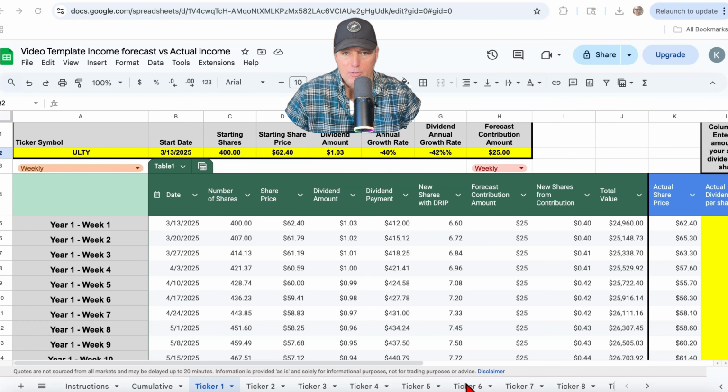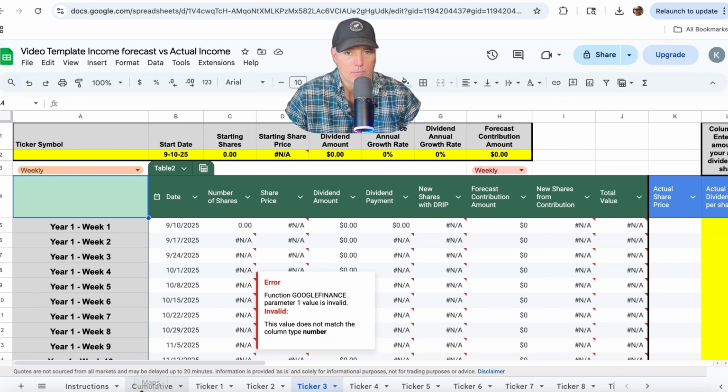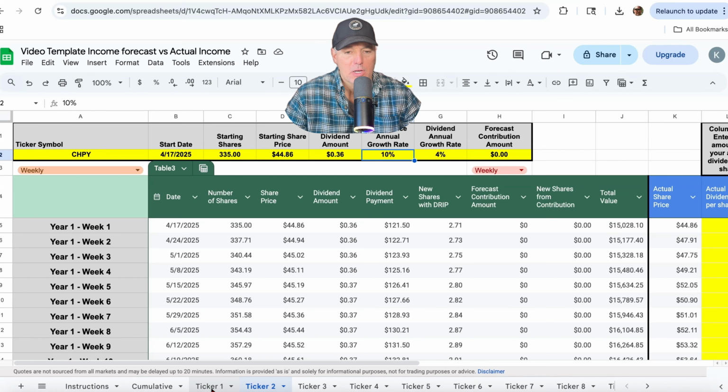Down here at the bottom, there are 20 tabs. You can fill in up to 20 ticker symbols. You don't have to do anything. As you can look over here on number 3, you can just leave it blank and it won't fill anything in. It won't affect your cumulative. We're just using 1 and 2 for now. You don't want to change the name of these. You just want to keep them ticker 1, ticker 2.